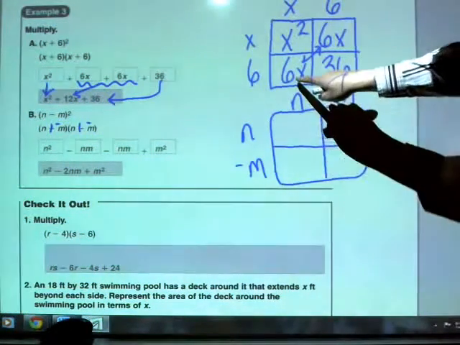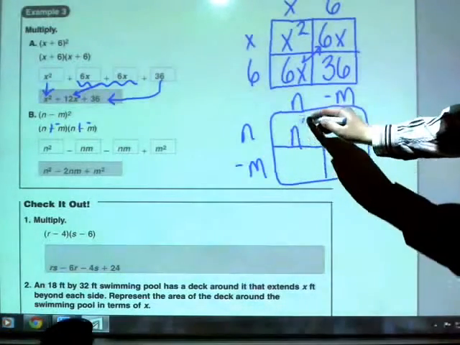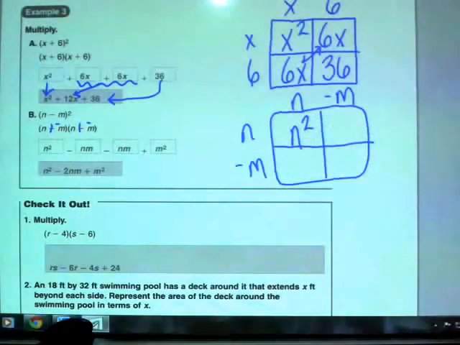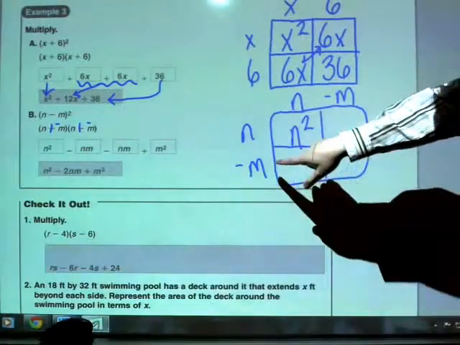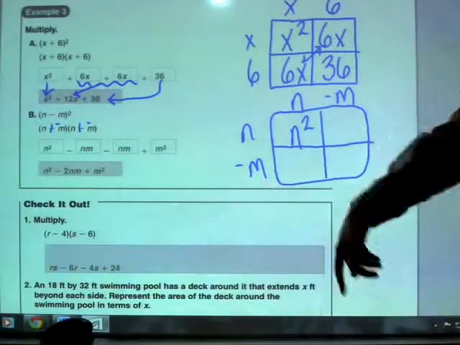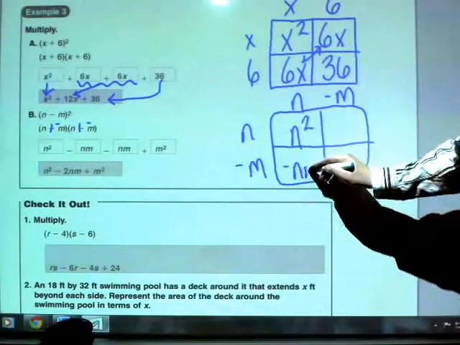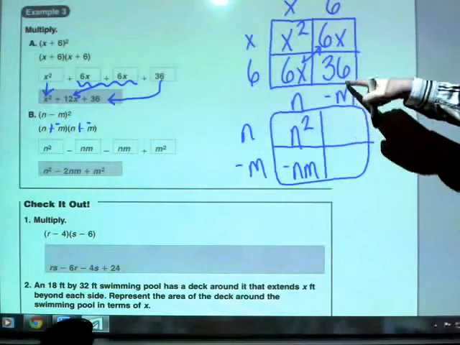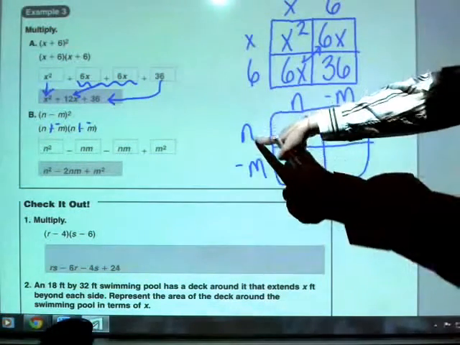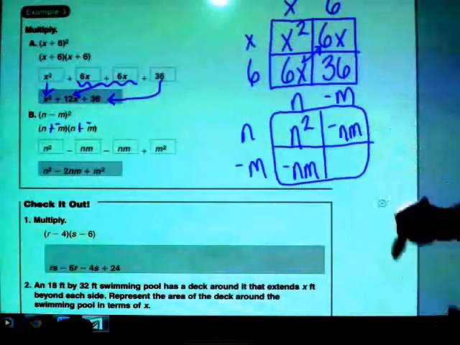This box here has n above it and n to the left of it. N times n is going to give me n squared. This box here has n above it and negative m to the left of it. Well, again, I'm just running those together. That's really easy. Negative nm. Or if you want to write it the other way, negative mn. It's the same thing. This box here in the upper right has negative m above it and n to the left of it. It's the exact same thing as this box, another negative nm.